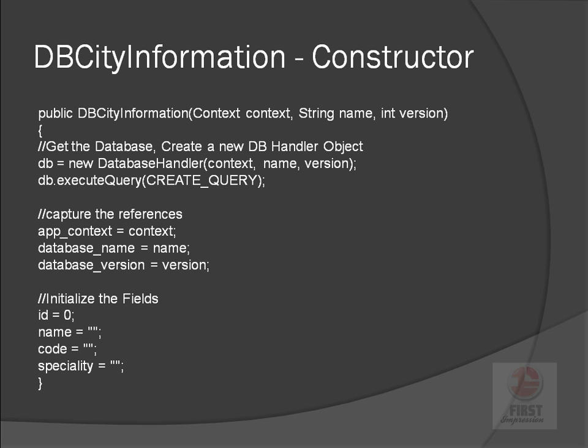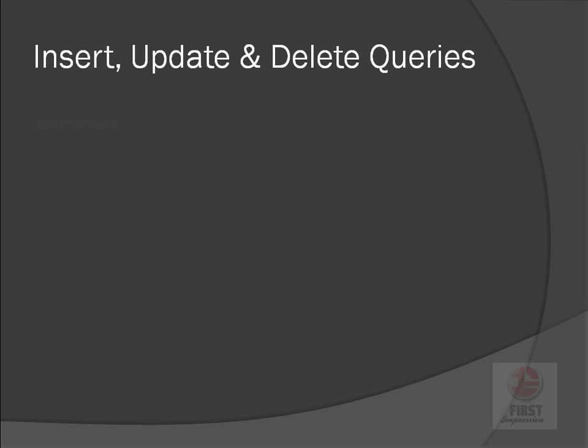Then we created the dbcity information class. Inside this class, we defined the database handler object. We defined all the fields. We defined the table name and we defined the values of the fields. We had created the create query, that was create table if not exists. Then we had the constructor for the dbcity information class. Inside this constructor, we created the database handler's object and we executed the query to create the database, which was the create query. We got the references of the context, the name and the version, and we initialized all the fields.